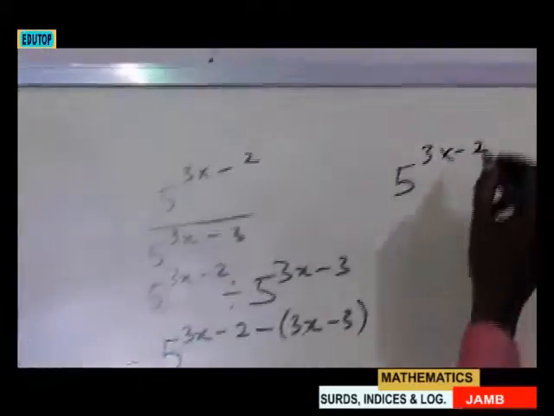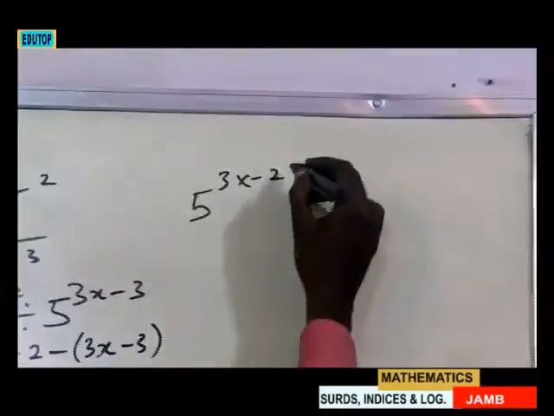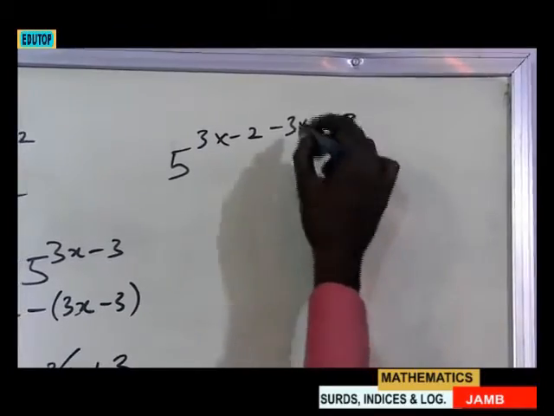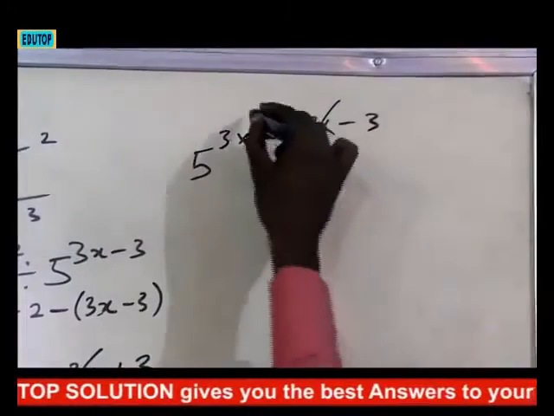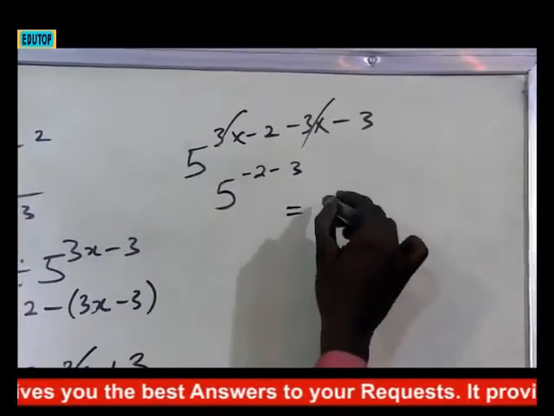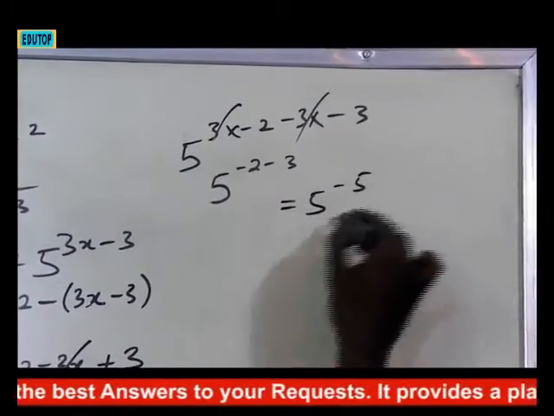3x minus 2 minus 3x minus 3. Then minus 3x minus 3, this one cancels out. Then you have 5 to the power minus 2 minus 3. Then you have 5 raised to power minus 5. You can see that now.